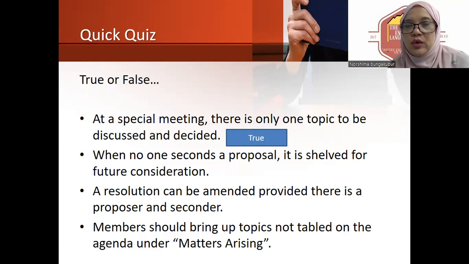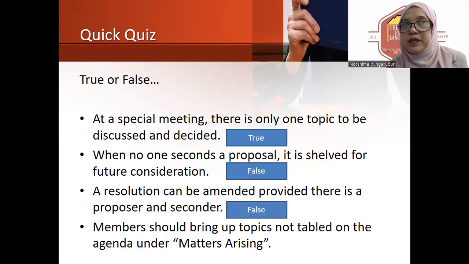Number 2, where no one seconds a proposal, it is shelved for future consideration. Kalau orang tak sokong apa yang awak cadangkan, benda tu akan dibawa lagi sekali dalam meeting yang berikutnya. Okay, salah. Whenever we propose something and people object, at the meeting we have to make decisions. So kalau orang tak setuju, then it would not be considered in the future. Okay, resolution can be amended provided there is a proposer and a seconder.